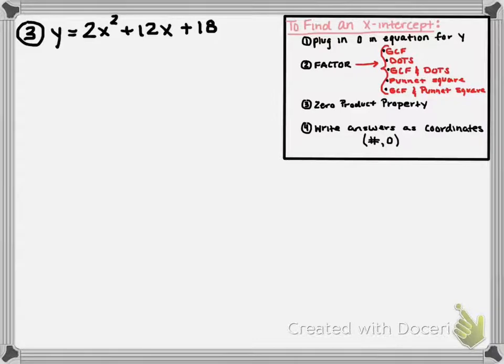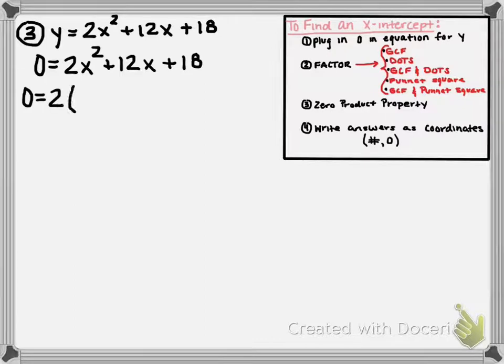Okay, one more that I want to try together is example number 3. And we're going to do those exact same steps here. So step number 1, we're going to take our y value and just substitute 0 in there. So I have 2x squared plus 12x plus 18. Next step, I want to go ahead and factor. So I factor by pulling out the greatest common factor first. In this case, there is a greatest common factor. That number is 2. When I take that 2 out, I'm left with x squared plus 6x plus 9.